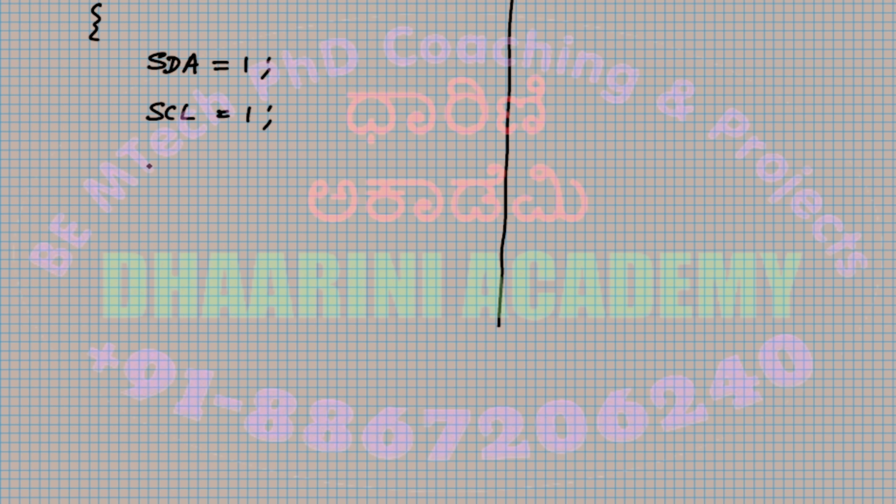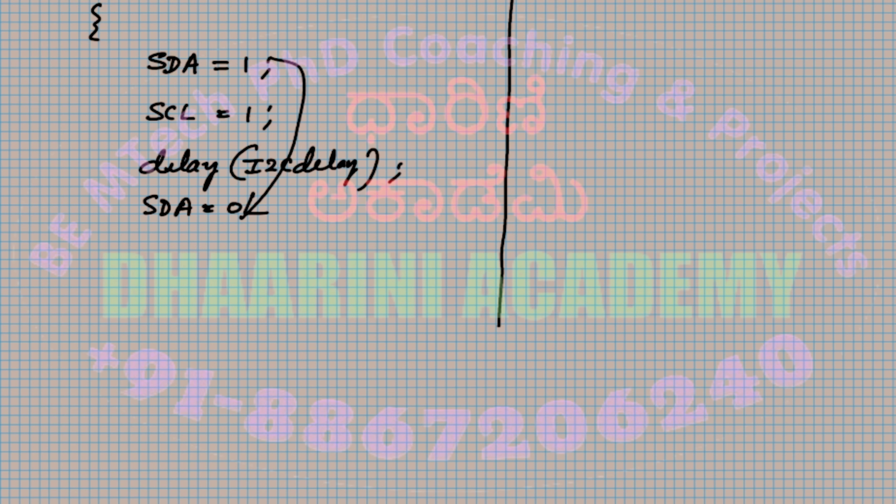Then I'll call a delay function. We'll write the delay function later. You can enter a delay like 1 millisecond, 10 millisecond, whatever you want. That is the I2C delay, the variable which I pass, and it generates a certain amount of delay. After the delay, SDA should be equal to 0. Correct? A 1 to 0 transition.